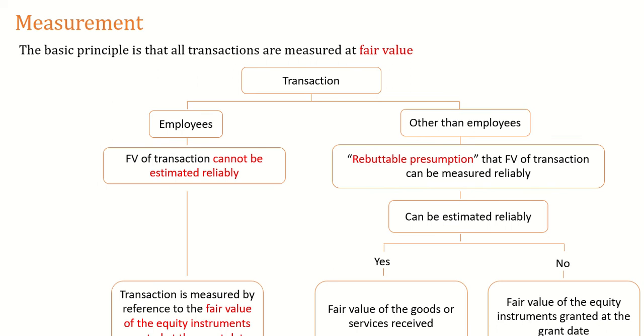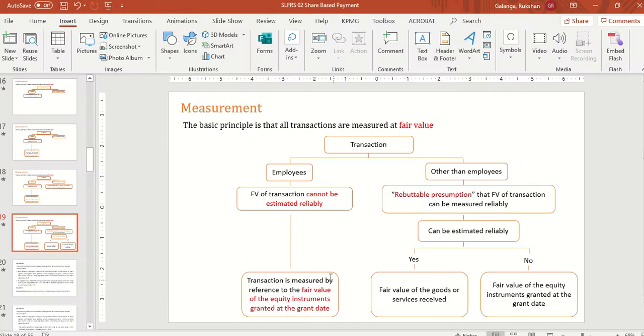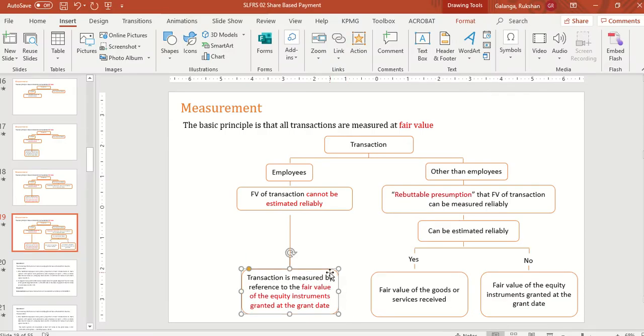If you don't need to rebut, or if you can't find a way to get a fair value because it is an employee or supplier, still you can go with the first rule. That is, you can go with the fair value of the equity instrument at the grant date. Hope you can clear the facts, right?